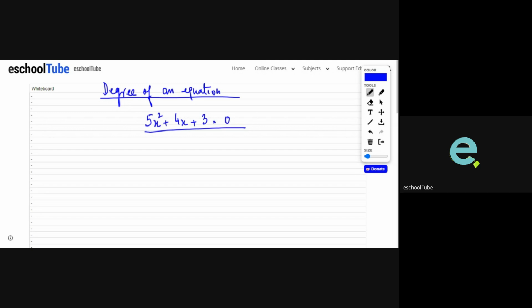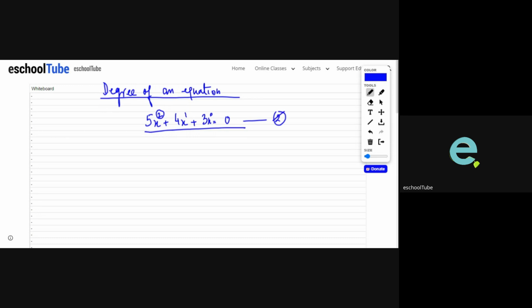बताओ. शाबाश, जल्दी जल्दी बोला करो. Yes, sir. Sir, 2. Degree is 2 because the highest power of the variable is 2. Here x is 1, here x is 0. Highest power is 2, so we will say the degree is 2 of this equation.